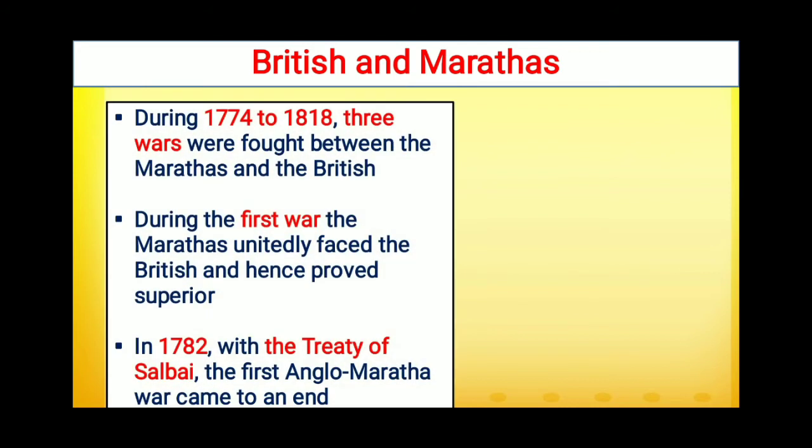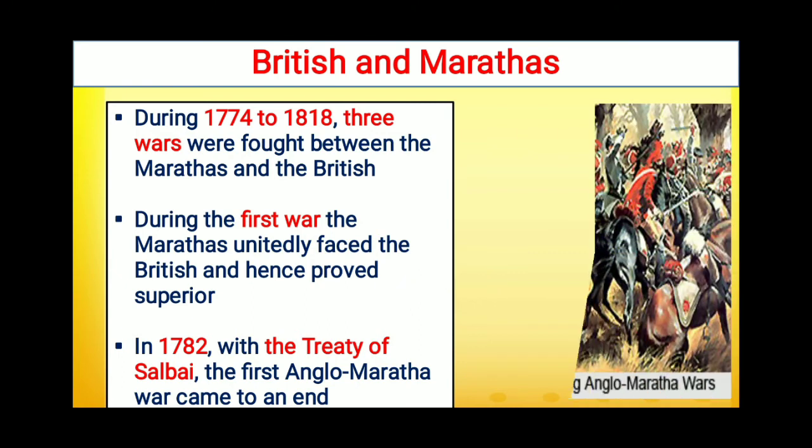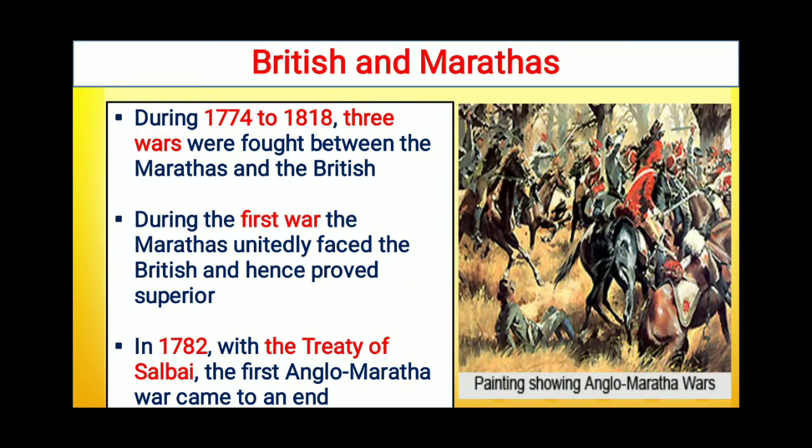During 1774 to 1818, three wars were fought between the Marathas and the British. During the first war, the Marathas unitedly faced the British and hence proved superior. In 1782, with the Treaty of Salbai, the first Anglo-Maratha War came to an end.